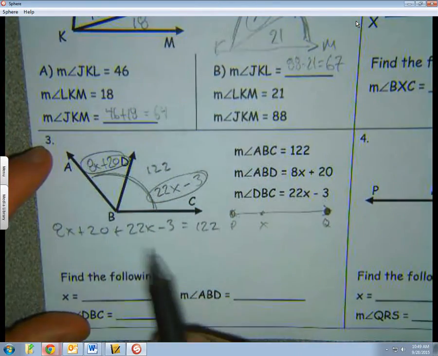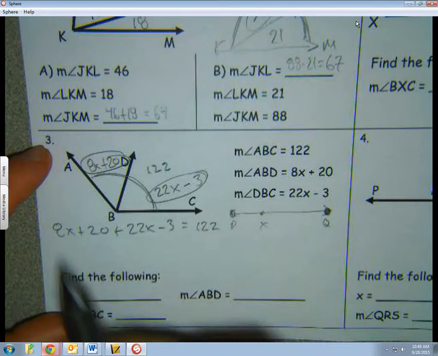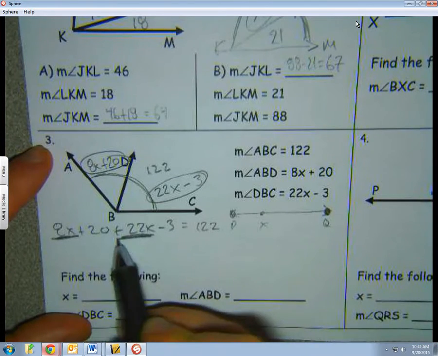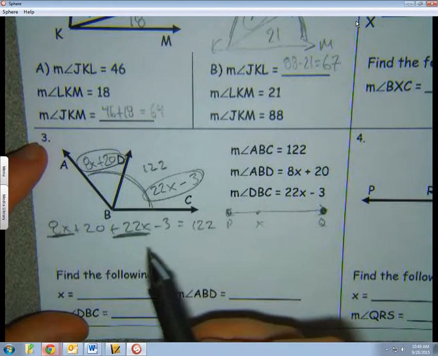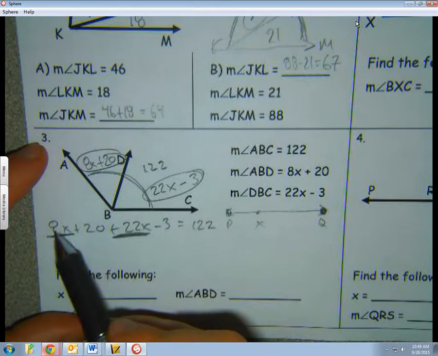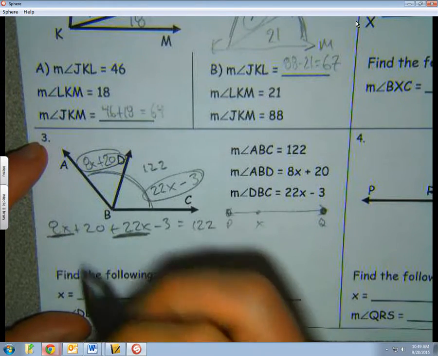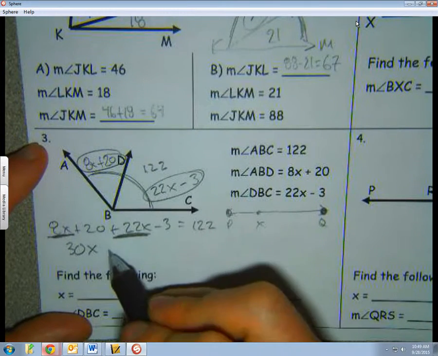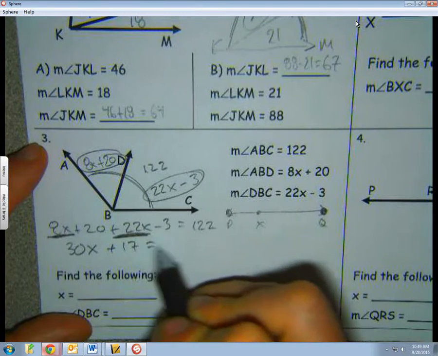If they're on the same side and we want to combine them, we just add or subtract. That is a linear term. This is a linear term. The 20 and the negative 3 are constants. There's no variable. They do not change. So we call them constants. 8 plus 22 is 30x. 20 minus 3 is plus 17 is 122.